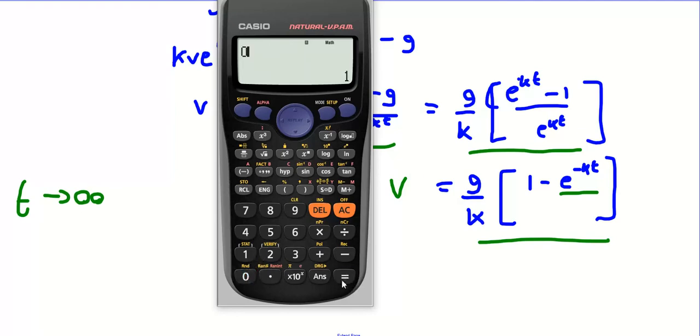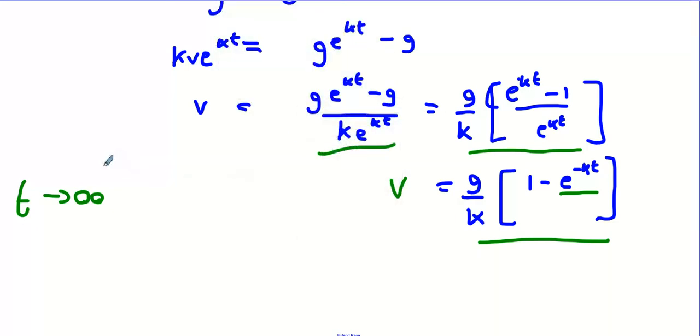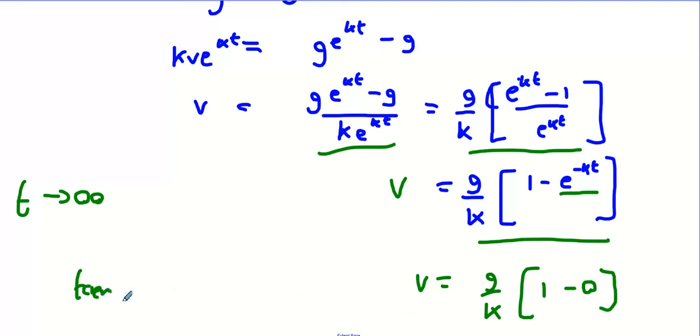Now look what happens when t gets bigger. We're going to end at, I don't know, 200, and we're going to go up in steps of 10. And look what happens to the number. It starts off at 1, and then it gets smaller and smaller and smaller until it eventually turns into 0. So as t approaches infinity, your velocity is going to be g over k times 1 minus 0. Your terminal velocity is actually just going to be g over k.